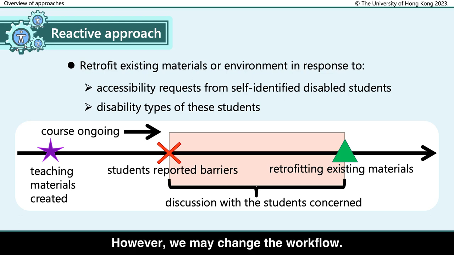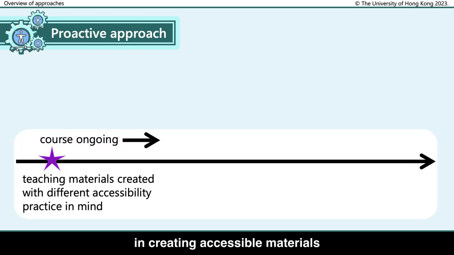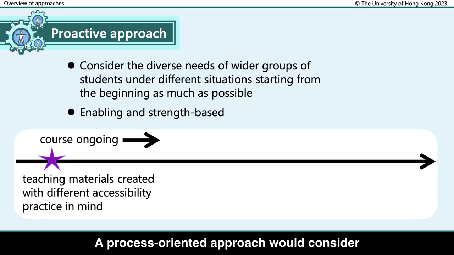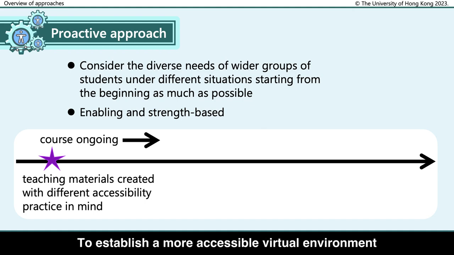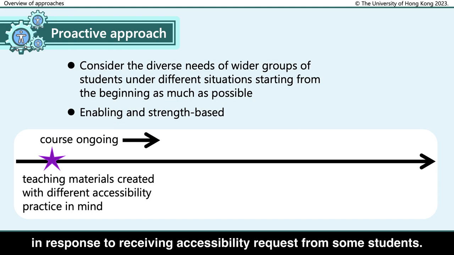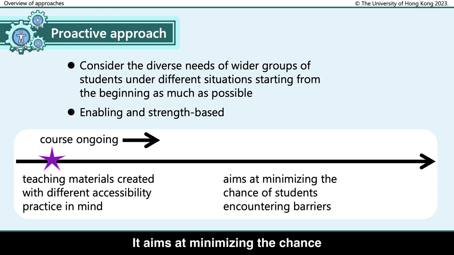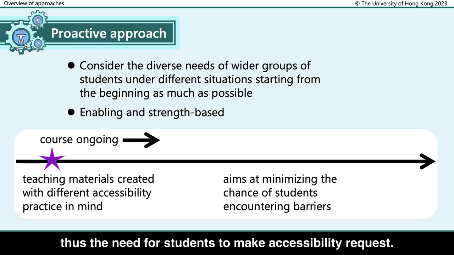However, we may change the workflow. Another approach could be relatively more proactive in creating accessible materials and environment at the outset. A process-oriented approach would consider the diverse needs of wider groups of students under different situations starting from the beginning, as much as possible. To establish a more accessible virtual environment for as many students as possible at the outset, rather than mainly retrofitting the materials in response to receiving accessibility requests from some students. It aims at minimizing the chance of students encountering barriers, thus the need for students to make accessibility requests.